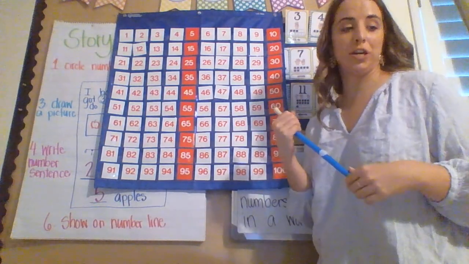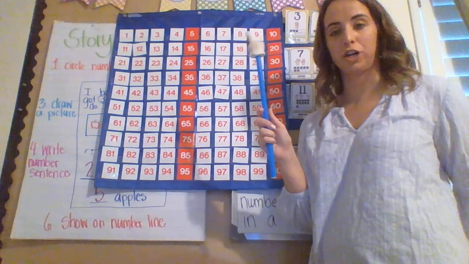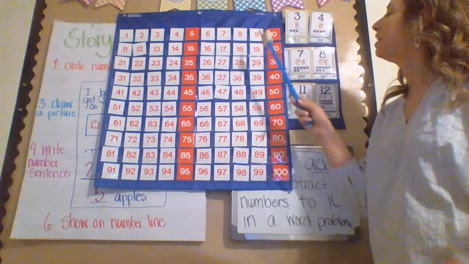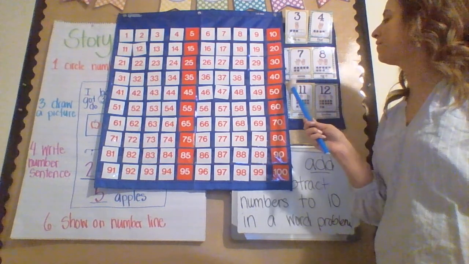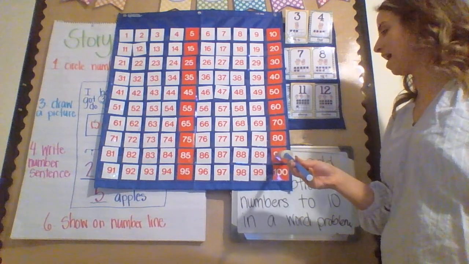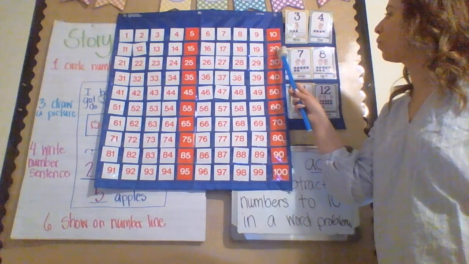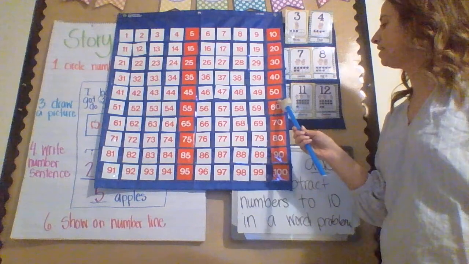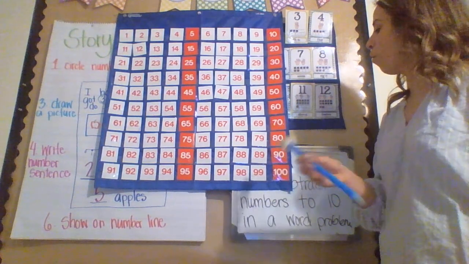Make sure you get your chart out so you can count by 5s and 10s, okay? Make sure your chart is out and you're following along. Here we go. 10, 20, 30, 40, 50, 60, 70, 80, 90, 100. Let's do it again. 10, 20, 30, 40, 50, 60, 70, 80, 90, 100.